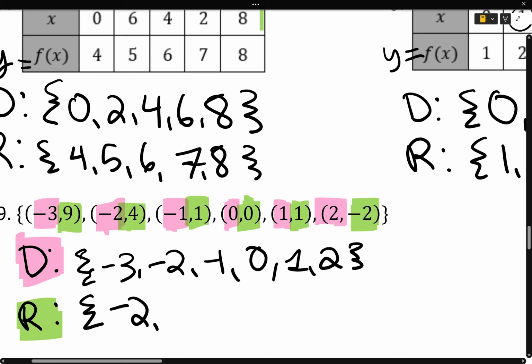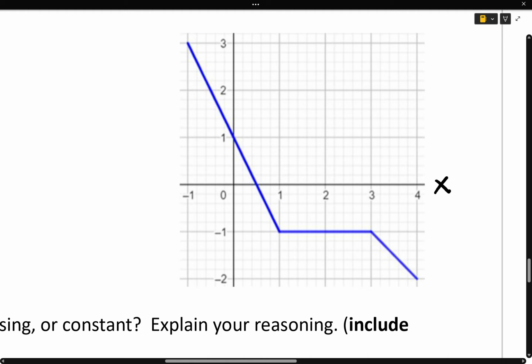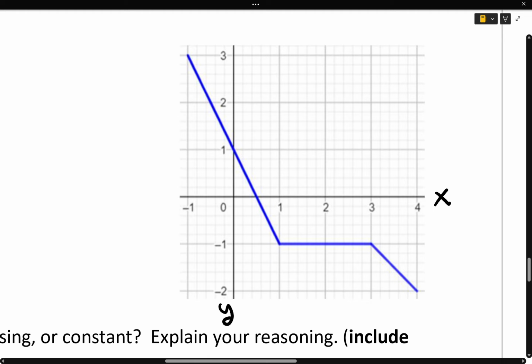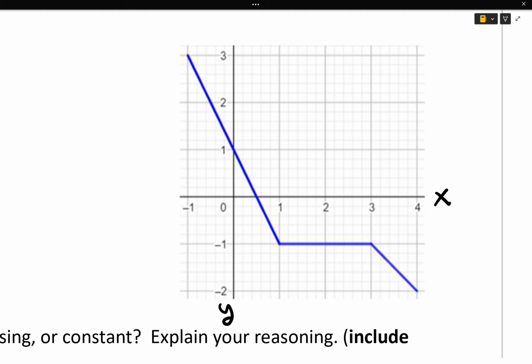Now, we're going to also do domain and range based on a graph. And we're still going smallest to largest. Now, on our graph, the x's go from left to right, and our y's go from bottom to the top. I'm going to say that again. X's go from left to right, and y's go from bottom to the top.